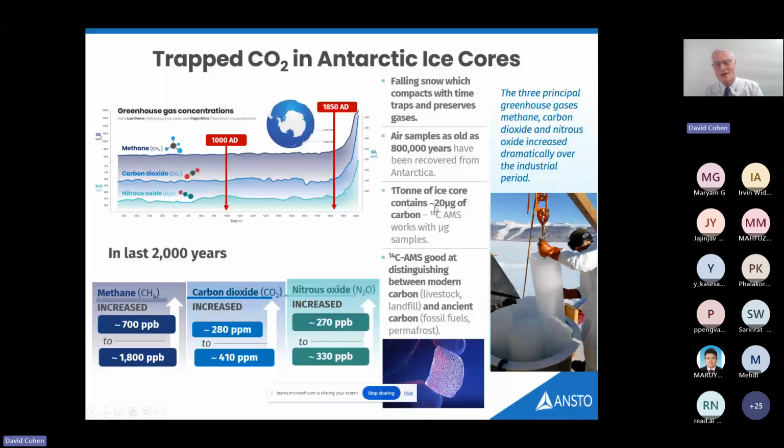And approximately 1 tonne of ice contains 20 micrograms of carbon. So you can see if we've got an ice core like this and we can measure 10 micrograms, we only need half a tonne of ice to get the carbon dioxide out to measure it. And we can distinguish between carbon-14 that's modern, which comes from livestock and landfill, and ancient carbon, from when we burn fossil fuels like petrol and coal, and what's locked in the permafrost. So we can actually date the carbon and see whether the carbon dioxide is modern or if it's old. So that's an application of AMS in climate change.